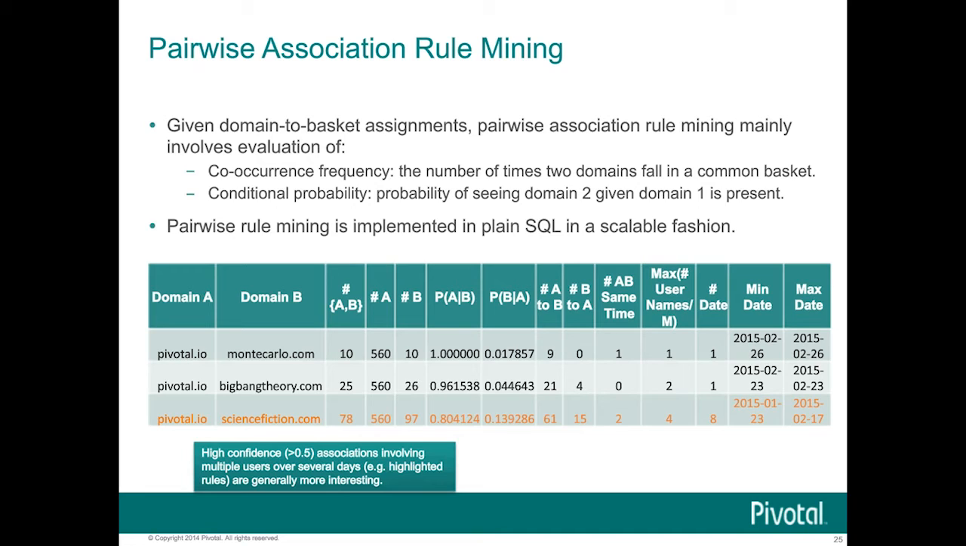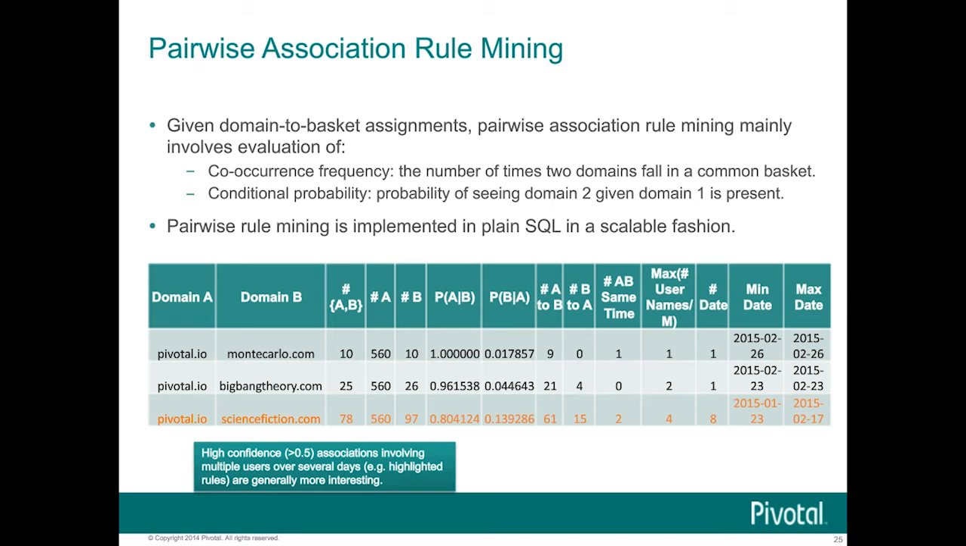The other thing that is of concern is the conditional probability. That is the probability of seeing domain 2 given domain 1 is present. That is, if you have a basket which contains domain 2, what is the probability that domain 1 is also present in that basket?